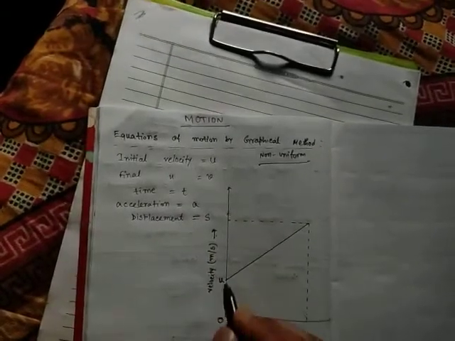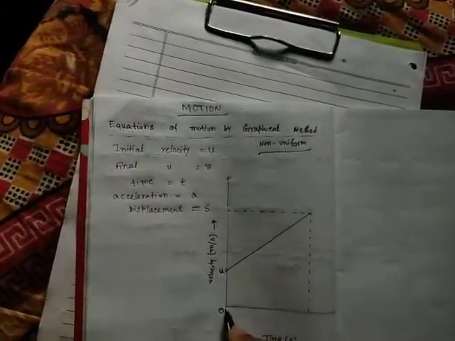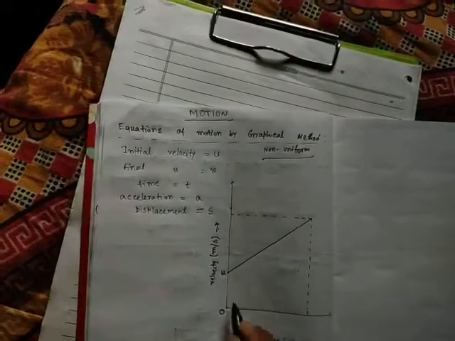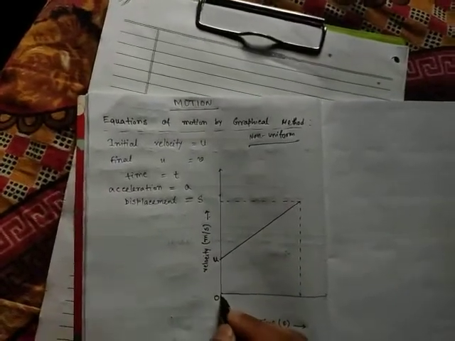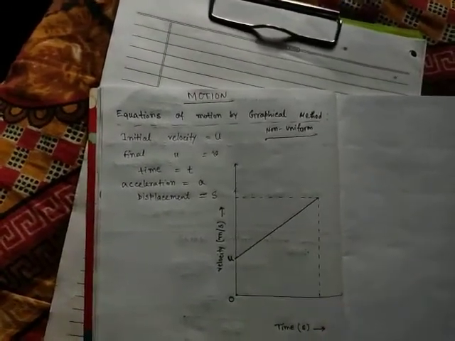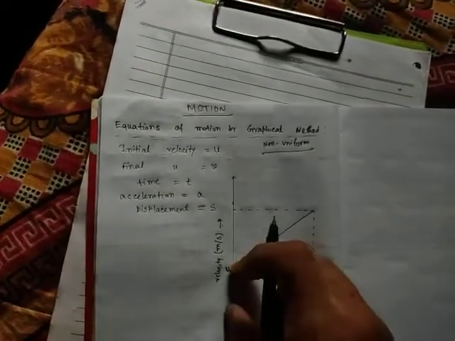Initial velocity means that at the origin the time is 0, but the velocity has a particular value. When time is 0, the y-axis has a value. So see, time is 0, velocity has a value. This value, this much, this one.